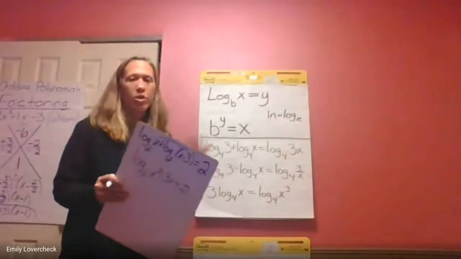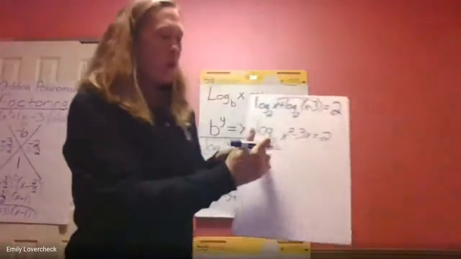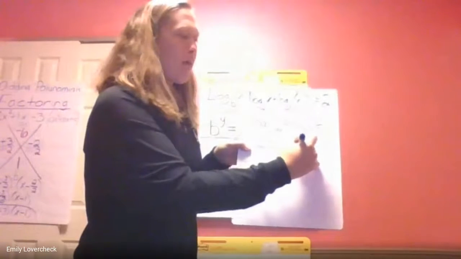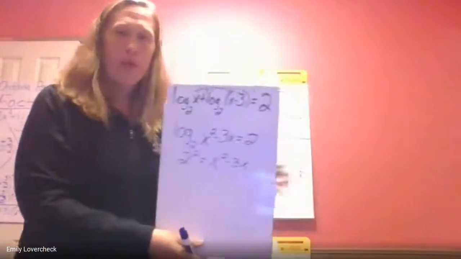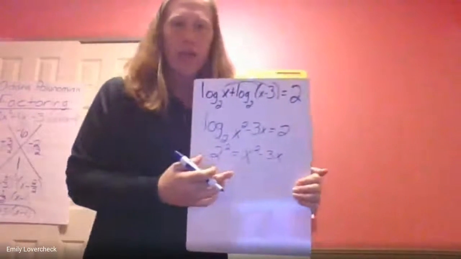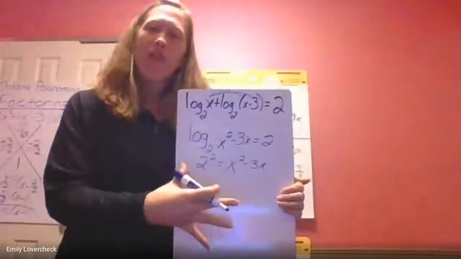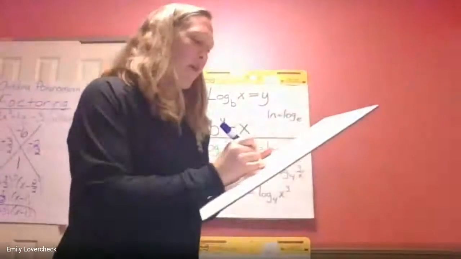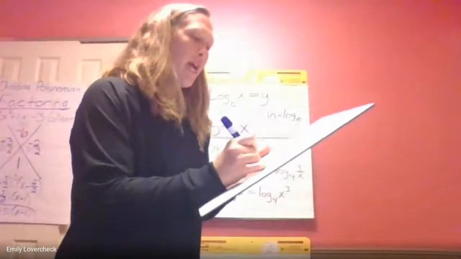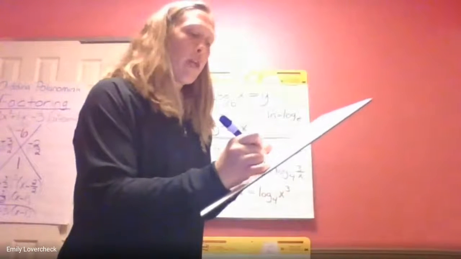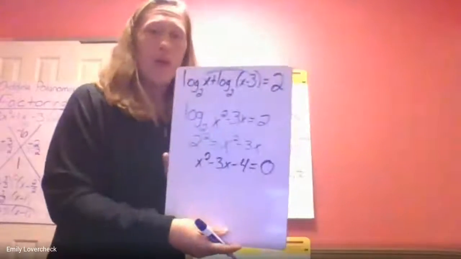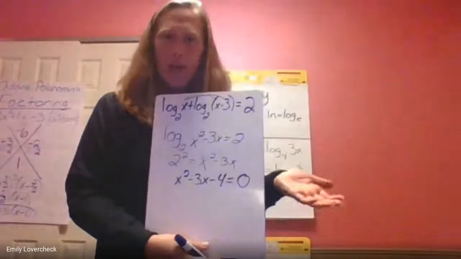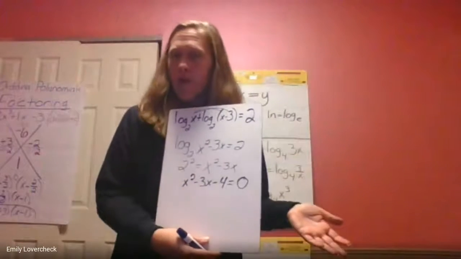Really, the only thing to do here is to change to exponential form. So I get 2 squared equals x squared minus 3x. I'm going to move everything onto one side, and I know that 2 squared is 4. So I end up with x squared minus 3x minus 4 equals 0. Then I can try to factor this, or I can try to solve it by the quadratic formula.